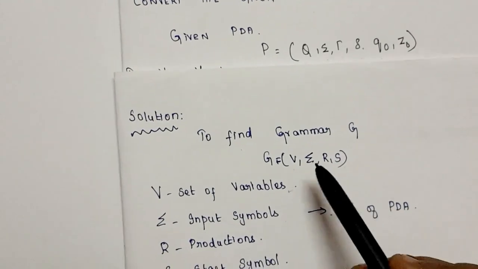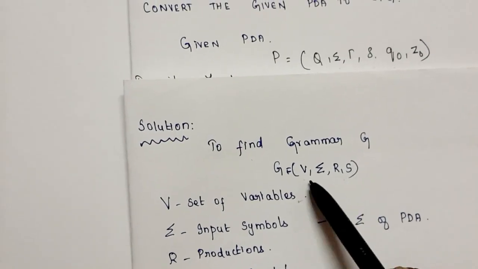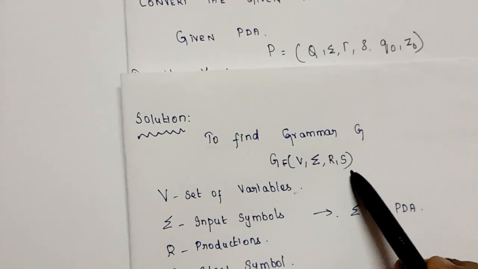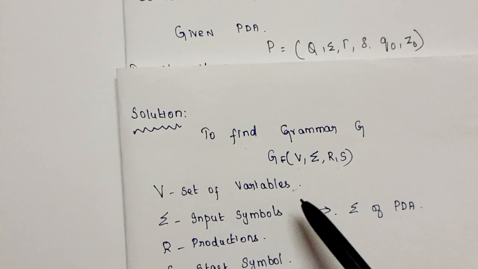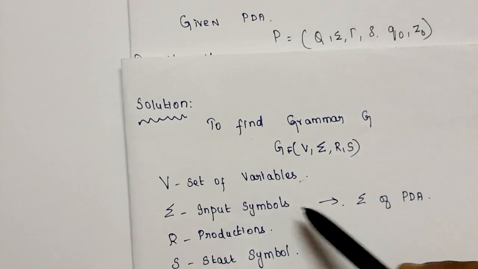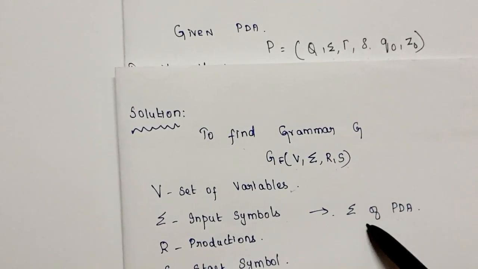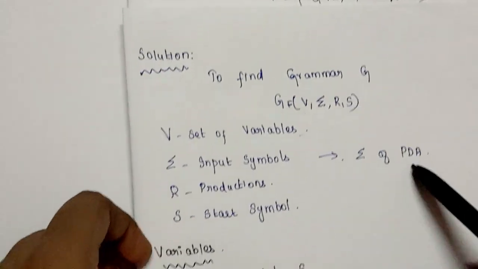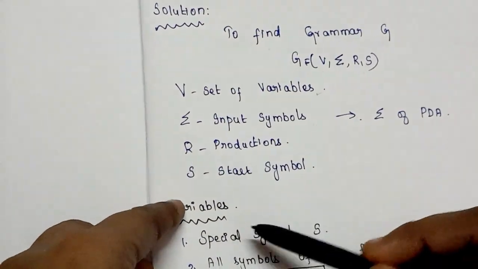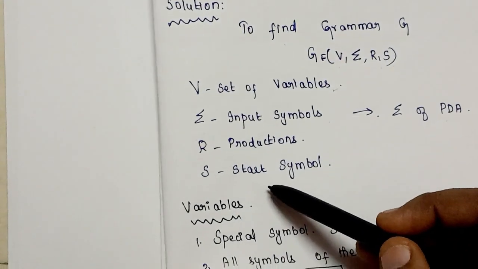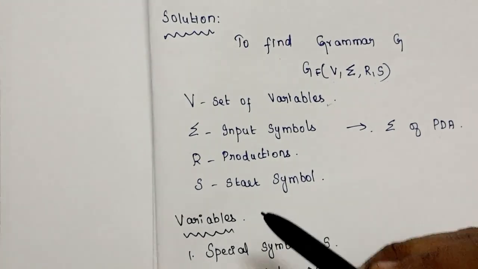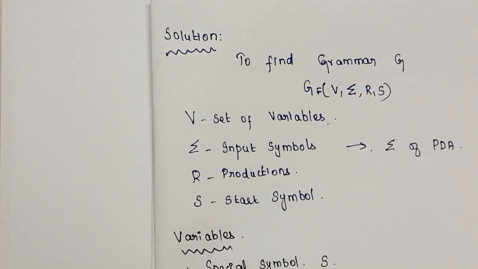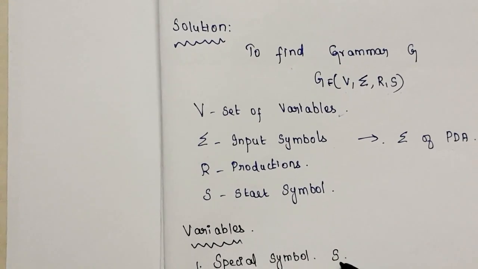This grammar is normally represented by a tuple having a set of variables, input symbols, a set of productions and a start symbol. The set of variables will be explained later. The input symbols are going to be the same as the input symbols of the pushdown automata, so here we have 0, 1. The set of productions will be explained. Before that, the start symbol, which is the initial symbol taken for any context-free grammar, is represented here as the special symbol S.